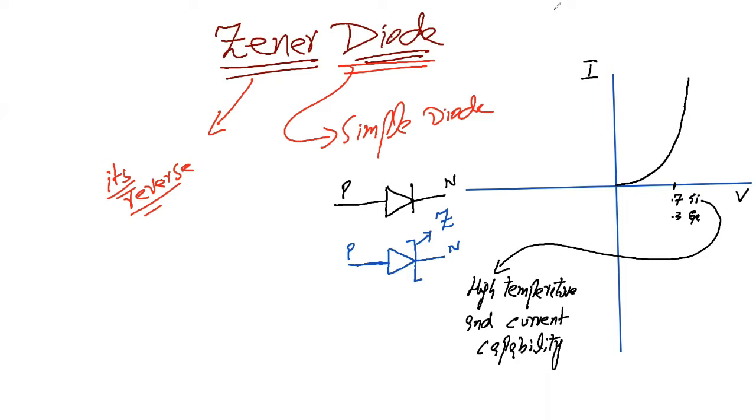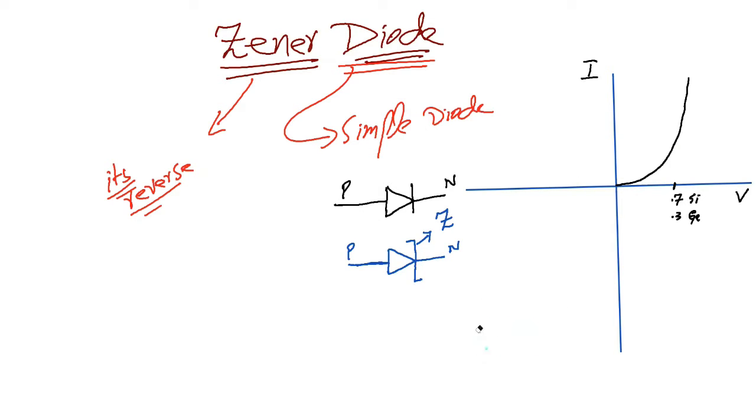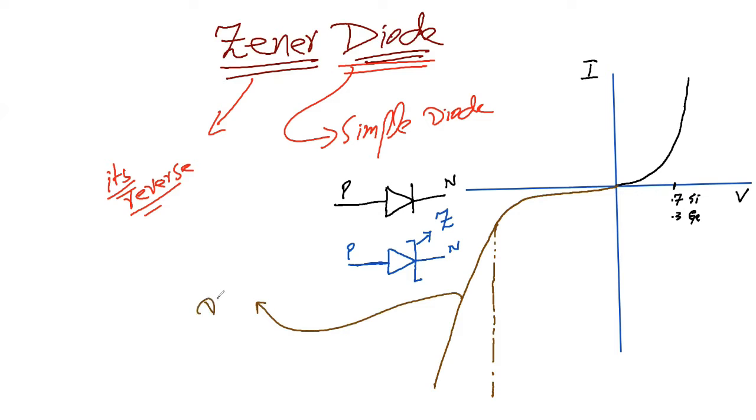The difference comes in the reverse bias. The reverse characteristic will look like this, and that will be different from the ordinary diode. Normally, in the ideal case, we consider this as a straight line like this. But practically this is not a straight line. There exists some sort of resistance, and that resistance is known as dynamic resistance.